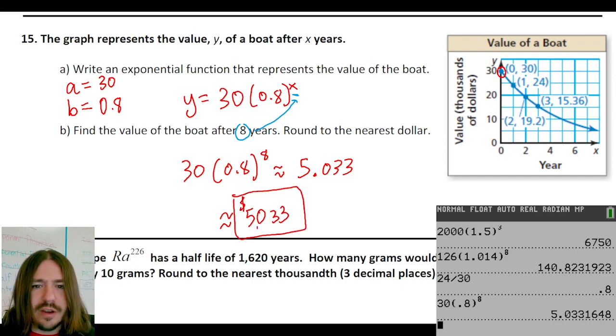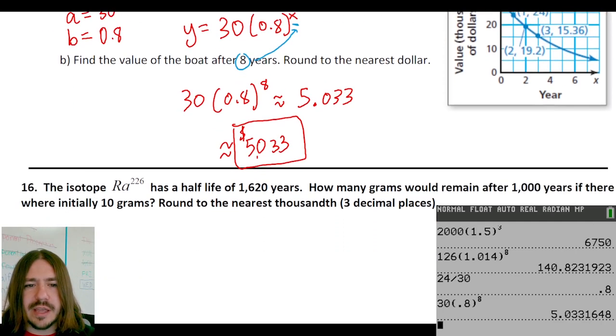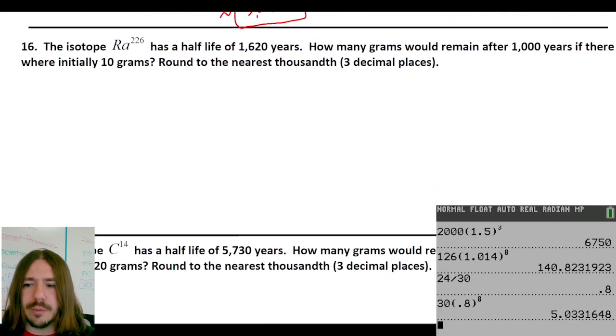All right, so there is number 15. So that, I think, wraps up all of these percent increase, decrease, these exponential growth and decay problems where you have like a population growth or the value of something decreases or something like that. Starting with number 16, we're getting into half-life problems.